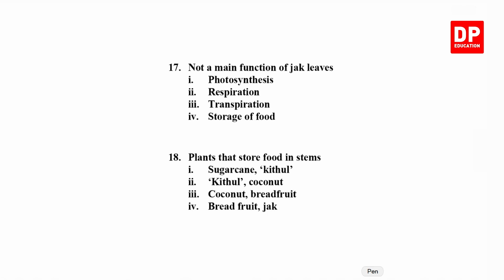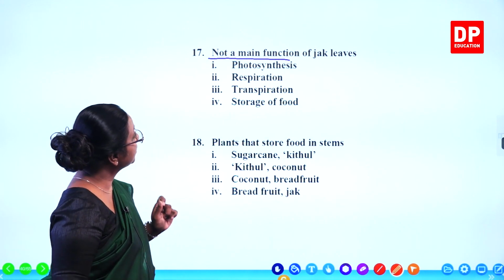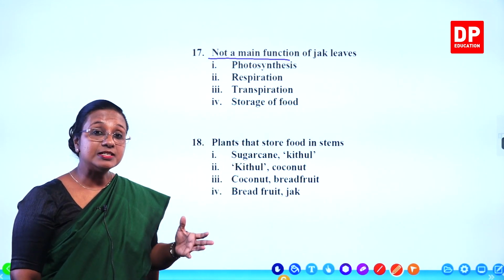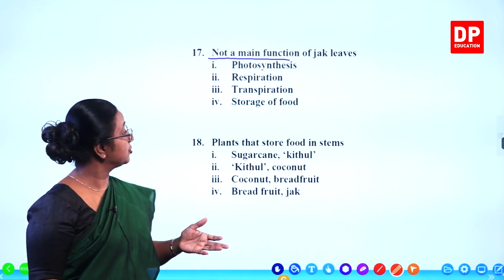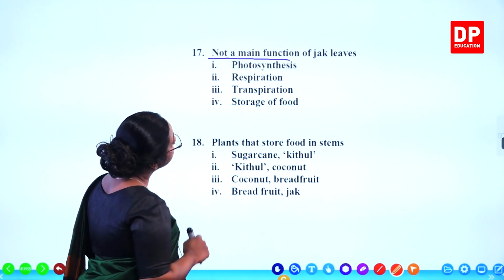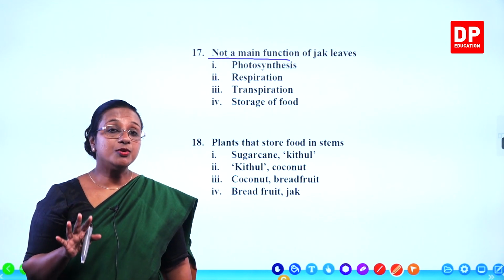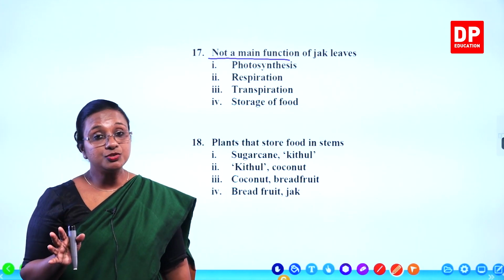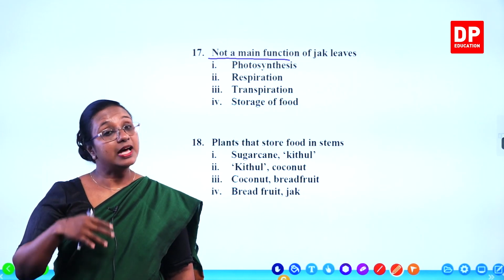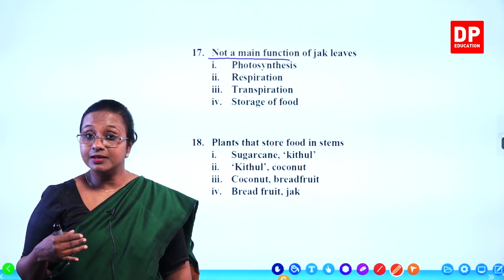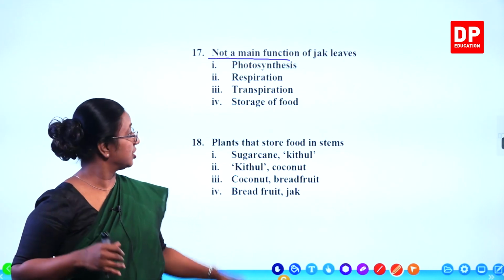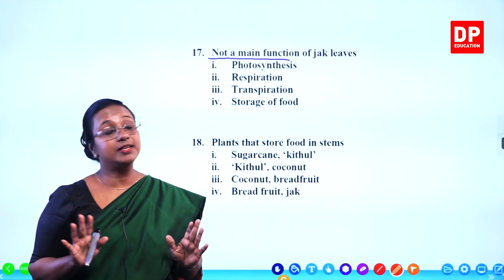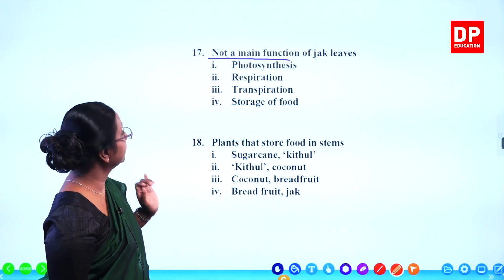Not a main function of jack leaves. Photosynthesis. Now it is the leaf. Obviously, the main function of the leaf is photosynthesis. So that is correct. What about respiration? Now you all know plant leaves take in carbon dioxide in the presence of sunlight. That is to do photosynthesis. But in the night time and also during daytime, they respire. They have to take in oxygen. So respiration is taking place all the time. So that is also a function of jack leaves.